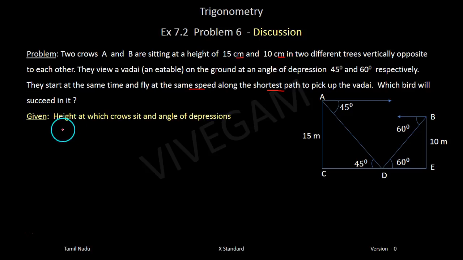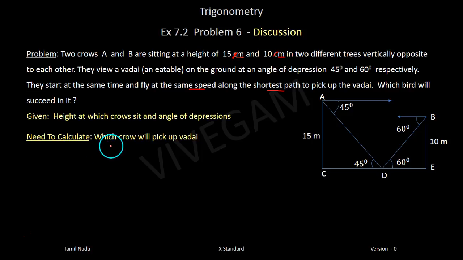So what's given in the problem? The heights at which the crows sit, 15 meters and 10 meters. So please cancel off this centimeter. It is meter. 15 meters and 10 meters, and the angle of depression is given. One is 45 degrees, the other one is 60 degrees.